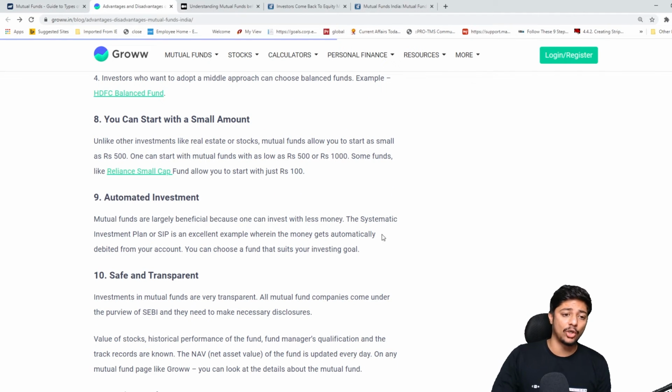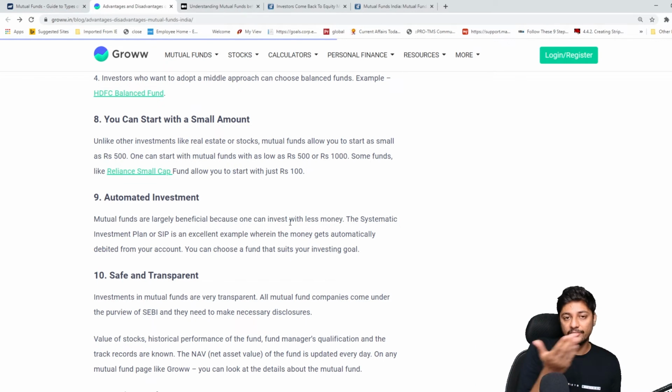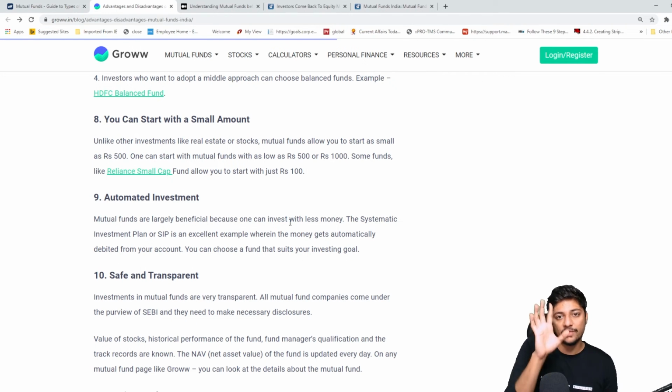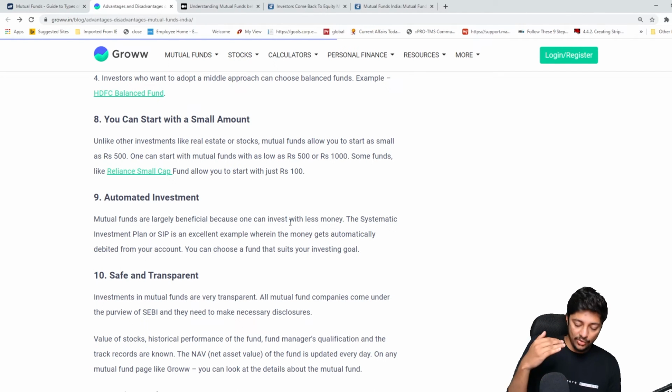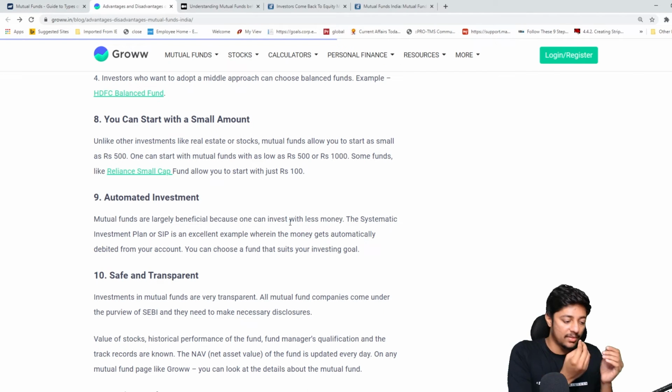Another benefit is automated investment, which is basically what the SIP is. SIP is a systematic investment plan. This is for people who have zero discipline, who want discipline in their life. They can say, look, boss, I will tell my broker or a particular fund house that every month on the first of every month, 1st Jan, 1st Feb, 1st March, 1st April, jo bhi hai, you take 1,000 rupees from my bank account automatically and put it in the mutual fund that I select.